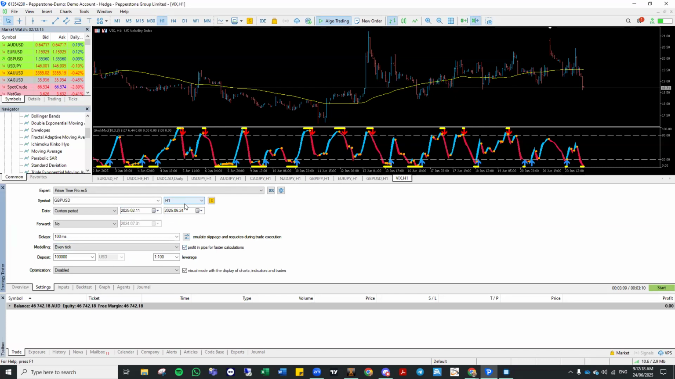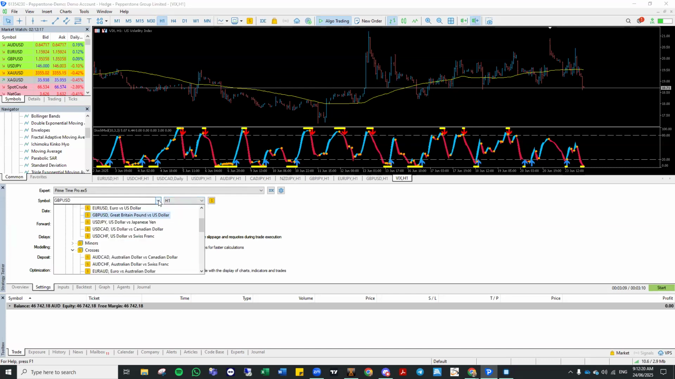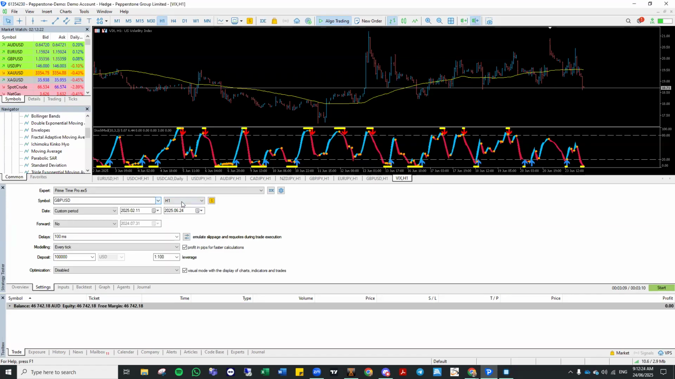Now, there's a couple of things here that you need to do. You pick your symbol, and you can go through the crosses, majors, minors, whatever it might be. You select your time frame. You can change this from 1 minute right through up to monthly. I generally test it on the hourly charts or the daily charts.